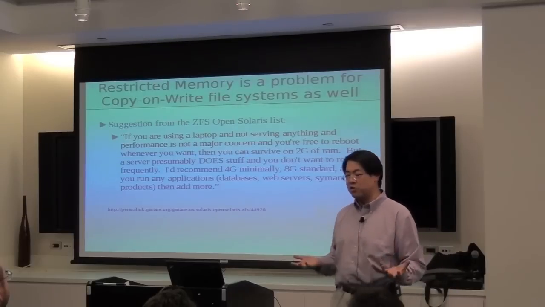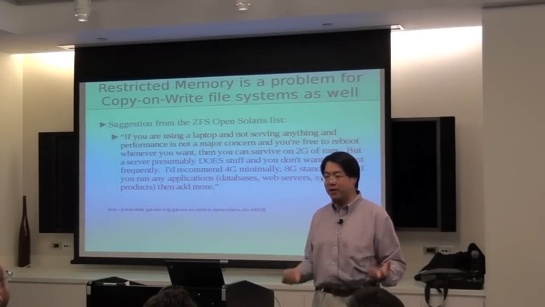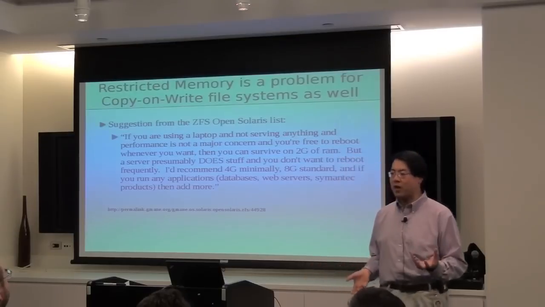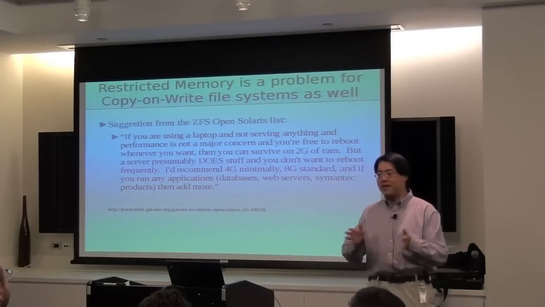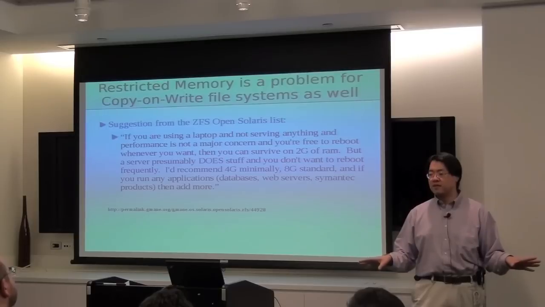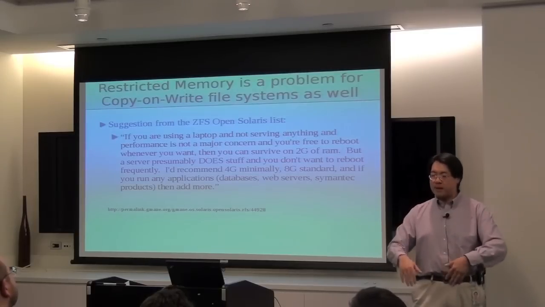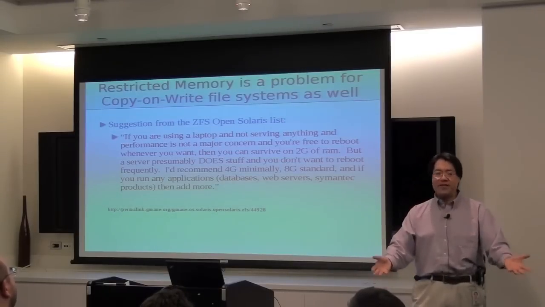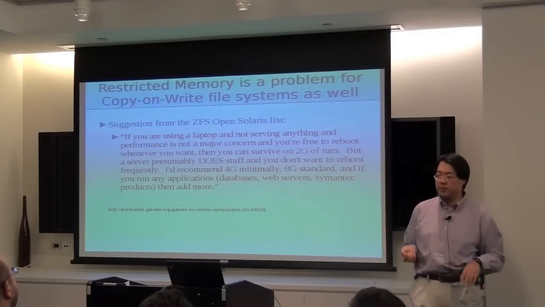It just goes to show, right? If you have lots of memory, it might be a great file system. But one of the traditional problems you have with copy-on-write file systems is that your metadata ends up getting very, very fragmented across the disk. And if you're in a restricted memory situation, then when you need to read in that metadata, you may end up seeking all over the place.